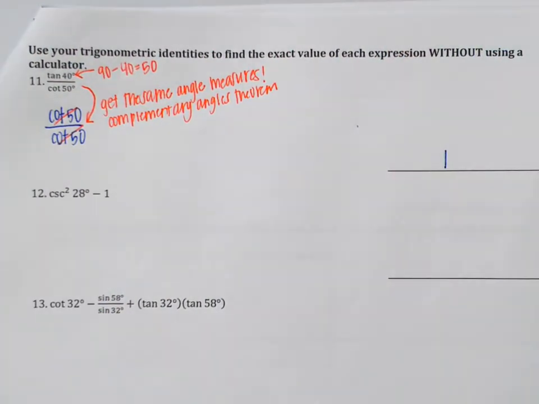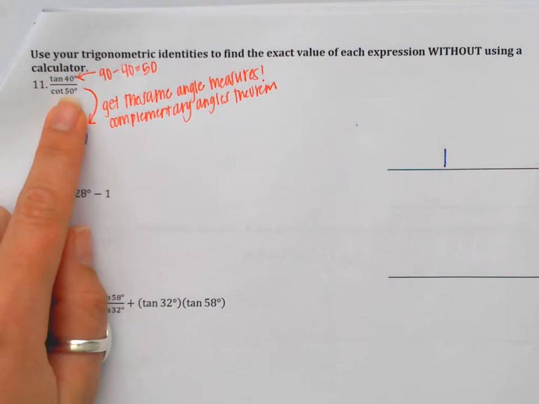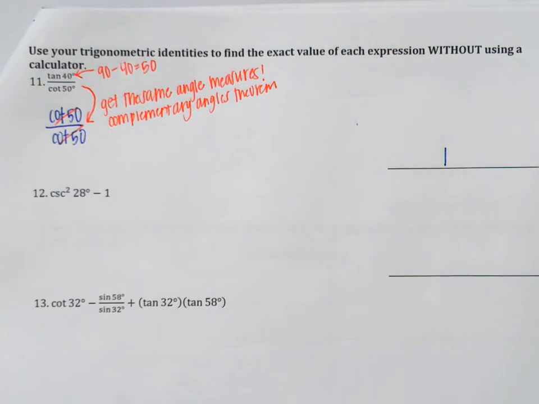Now, let's say I had changed the denominator, and I changed the denominator to be tangent 40. Well, I'd still get the same thing. Tangent 40 over tangent 40 is still 1. Okay, so let's move to 12.